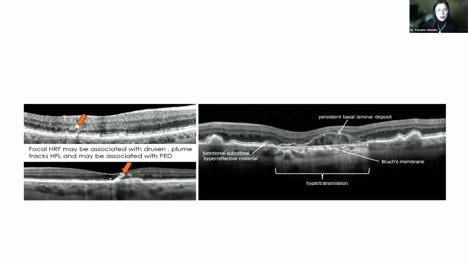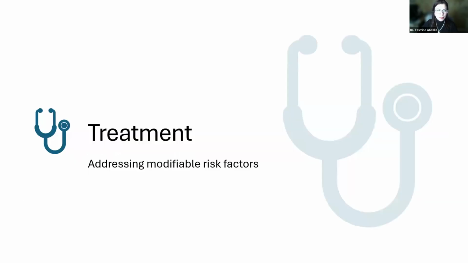So all these are kind of telltale signs in the OCT that we can look at and understand. So treatment, the mainstay of treatment until this point, is addressing the modifiable risk factors.